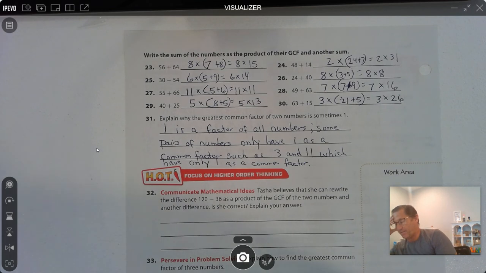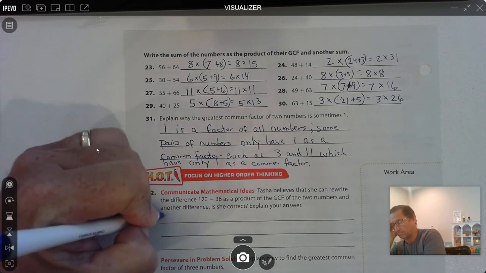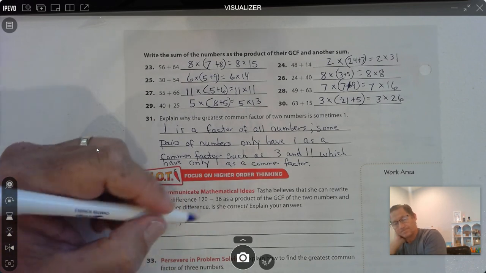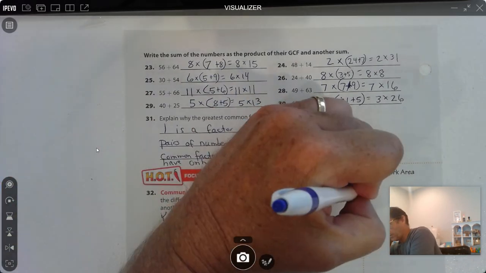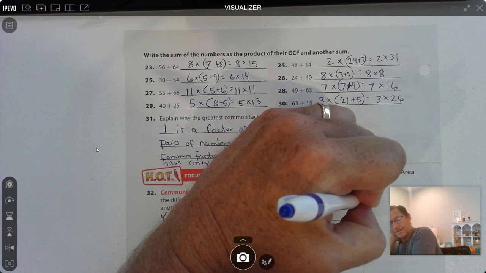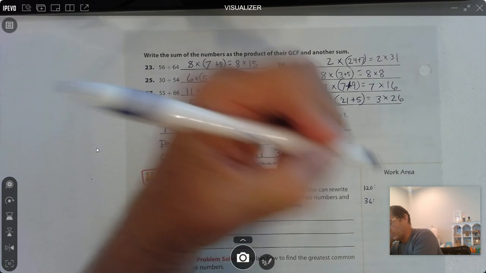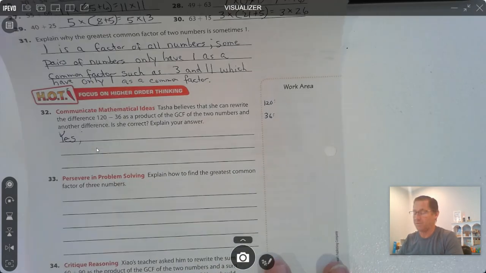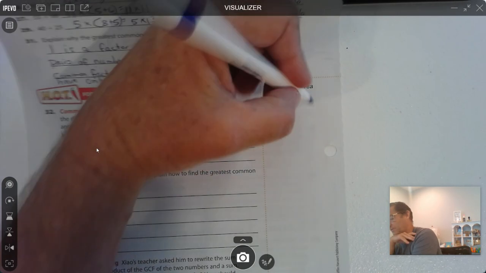All right, 32. Tasha believes that she can rewrite the difference, 120 minus 36, as a product of the GCF of the two numbers and another difference. Is she correct? Yes. All right, so if we wrote 120 and we wrote 36 and we wrote the common factors, it's the same thing as finding the greatest common factor of two sums, except we're just doing subtraction this time.